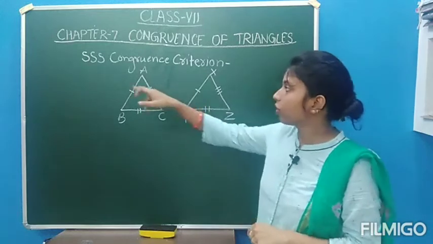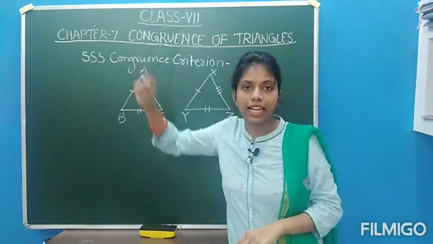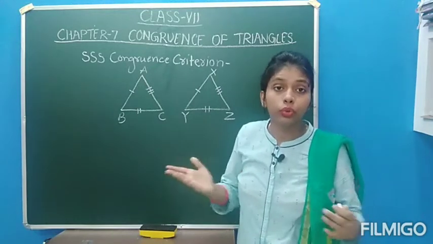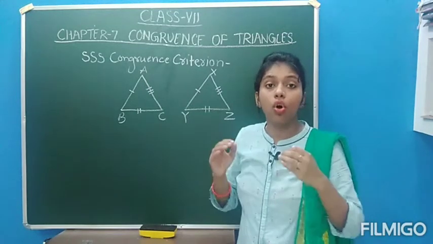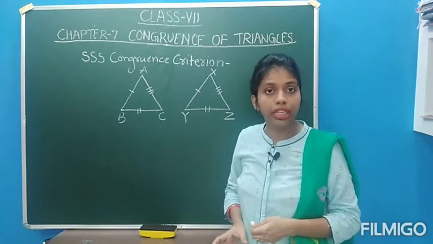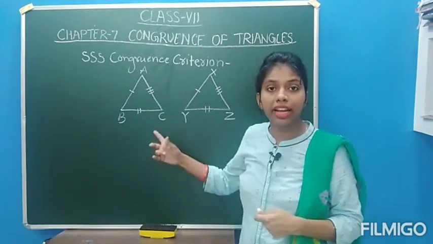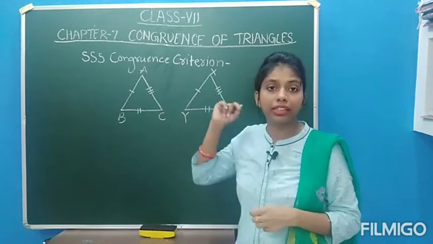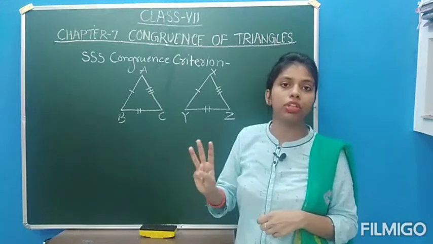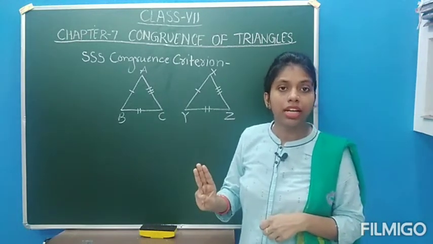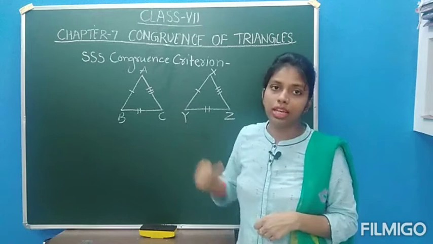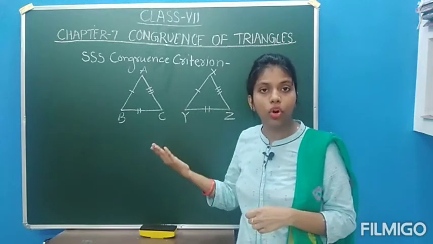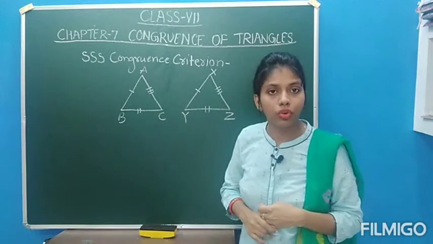So what we require for the SSS criteria is three sides only. We know that two figures are congruent if all the measurements are equal. All the measurements in a triangle means three sides and three angles, but by this criteria, if we have only these three measurements, the three sides, then we call them congruent. And of course after showing that they are congruent, their angles are also going to be equal.